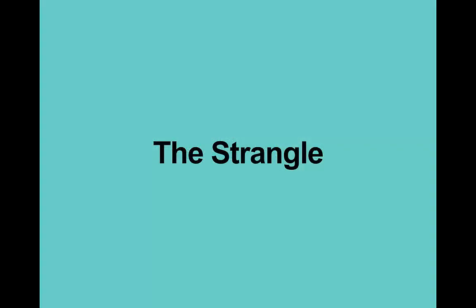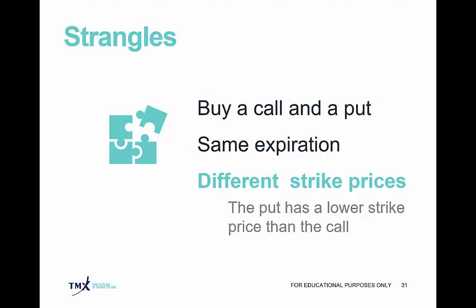Now, the strangle is just another way to participate. So in this case, what we're looking to do is buy a call and a put option. Again, exactly the same consideration. We're going to buy these options with the same expiration. However, what I'll suggest here is that you can actually create calendar straddles and strangles as well. So you can actually switch up your expiration dates.